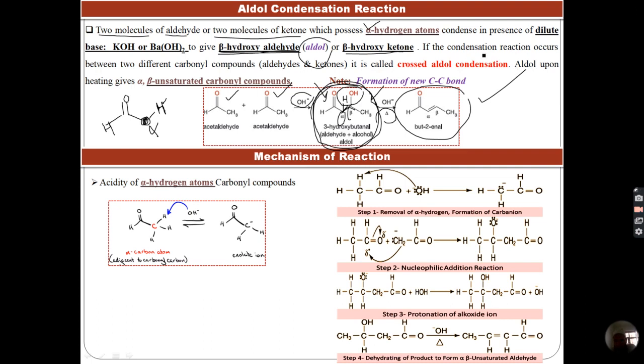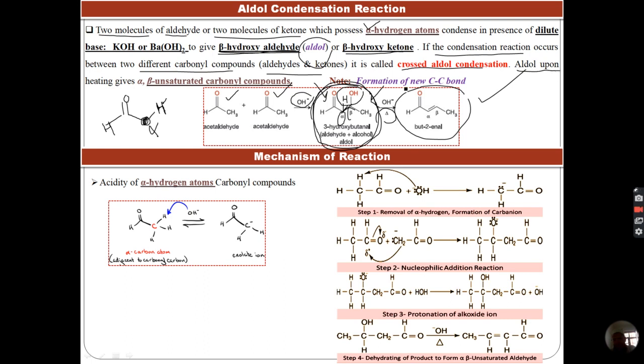Now the second point, the definition: if the condensation reaction occurs between two different carbonyl compounds. What does that mean? Until now we were talking about two aldehydes, for example acetaldehyde and acetaldehyde, or two ketones, acetone and acetone. Now if you have different carbonyl compounds, for example you take one aldehyde, acetaldehyde, and one acetone molecule, they are different molecules. They will also undergo aldol condensation because they have alpha hydrogen, but it is called crossed aldol condensation. So the condensation reaction between two different carbonyl compounds, aldehydes or ketones, is called crossed aldol condensation.